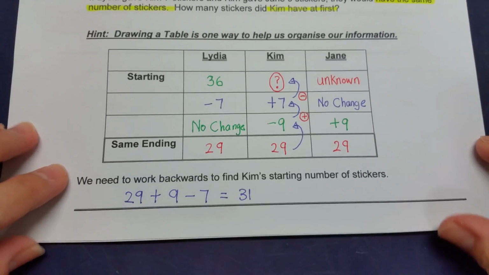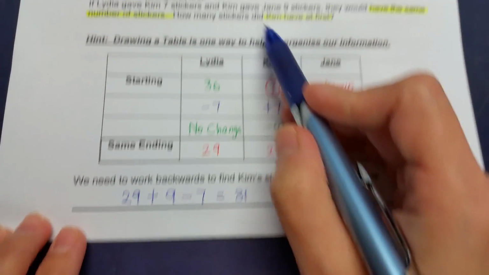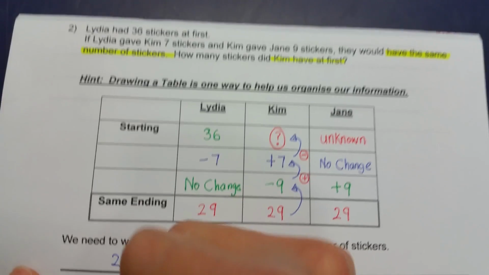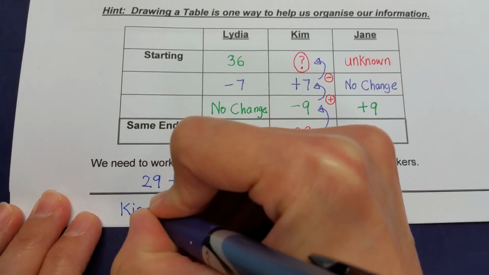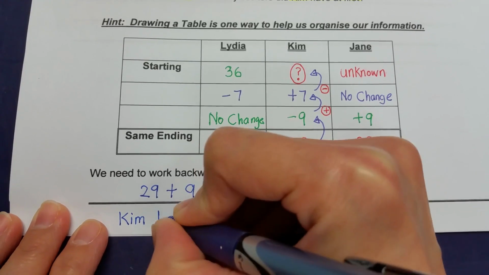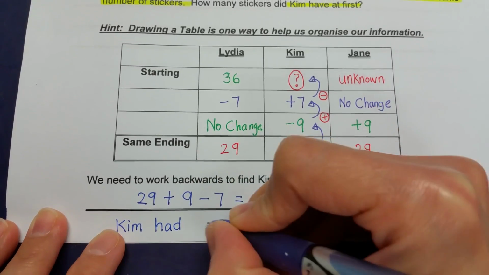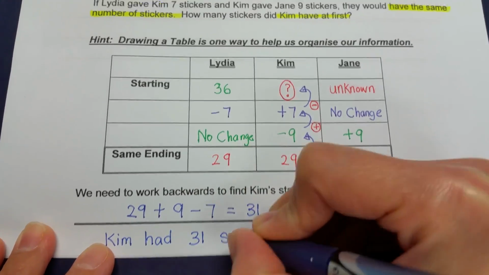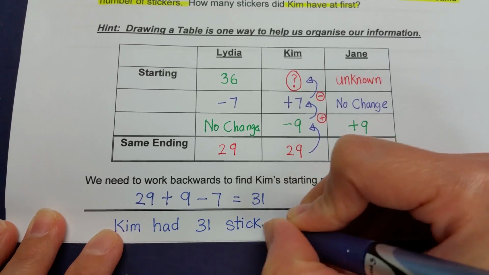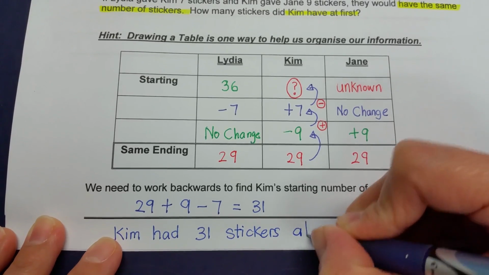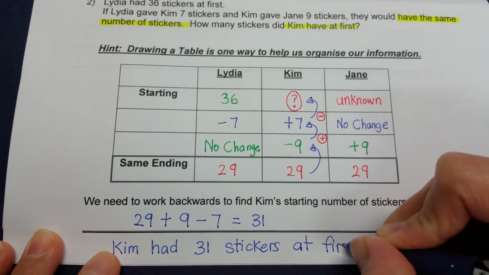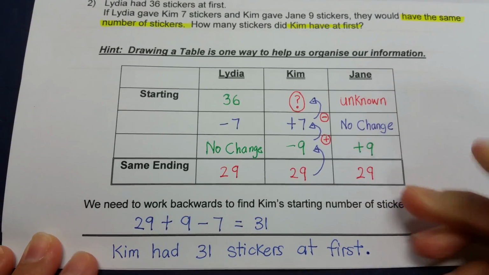And don't forget your final word sentence. How many stickers did Kim have at first? So you will simply answer it. Kim had 31 stickers at first. Always remember the units. And this will be how you solve this question.